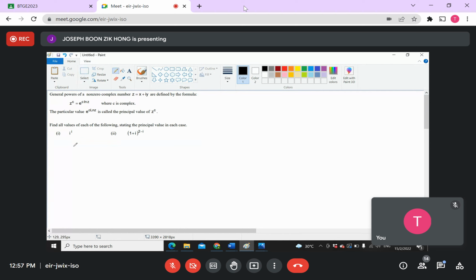Okay, this one they said e to the power of c ln z is the principal value of z to the power of c. So I want to find the principal value of i to the power of i. So if you compare, that means now your z is equal to i, your c is also equal to i. So if you want to find the principal value, it will be e to the power of i ln i. Okay, and then how to continue?